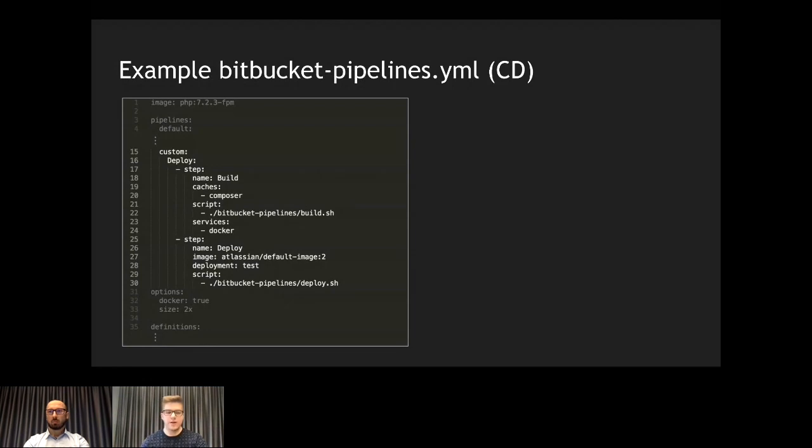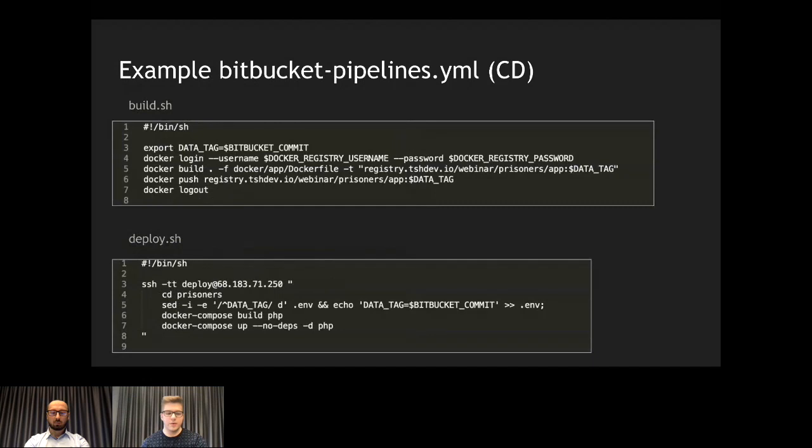All right, so let's look at those build.sh and deploy.sh files we need to create. For the build.sh, the first thing we do is export our data tag, which is set to the hash of our BitBucket commit. The BitBucket commit variable with the dollar sign before it is one of many BitBucket Pipelines variables that are passed to your scripts, and they can contain things like the username, the commit, and stuff like that. Everything you will find in the BitBucket Pipelines documentation.